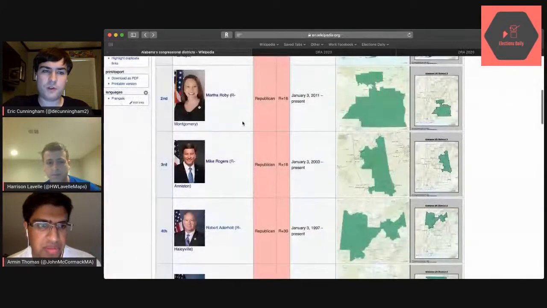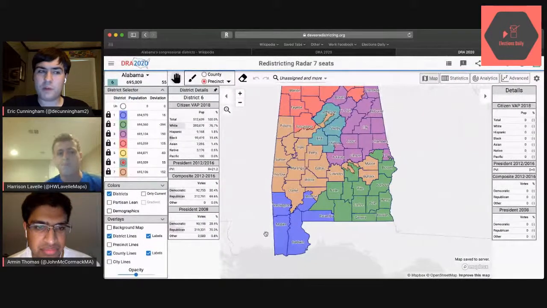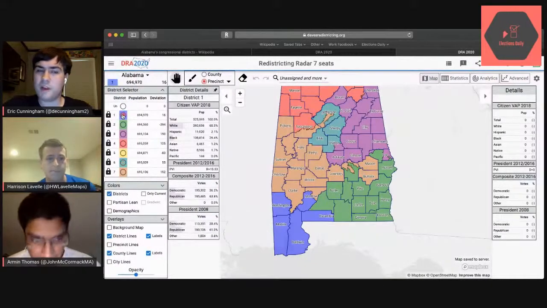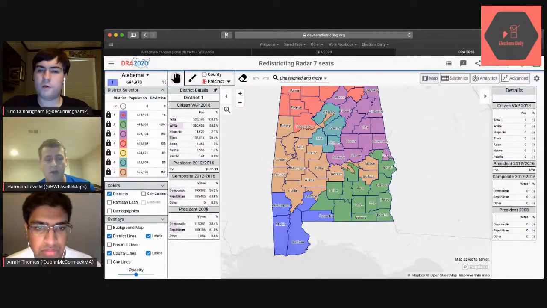Finally, one that doesn't change much at all is the 1st district. The Republican in the 1st district is Bradley Byrne. Bradley Byrne is a very popular person, and even though this district could be made a little bit more Republican if you drew out some of the portions into Mobile, there's really no reason for it to change too much. I don't think he'd really want the geography to change a whole lot. I mean, he's retiring, so yeah.